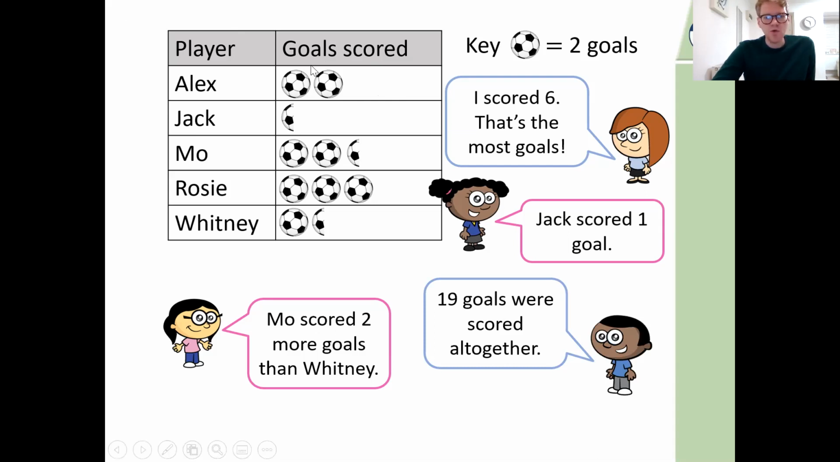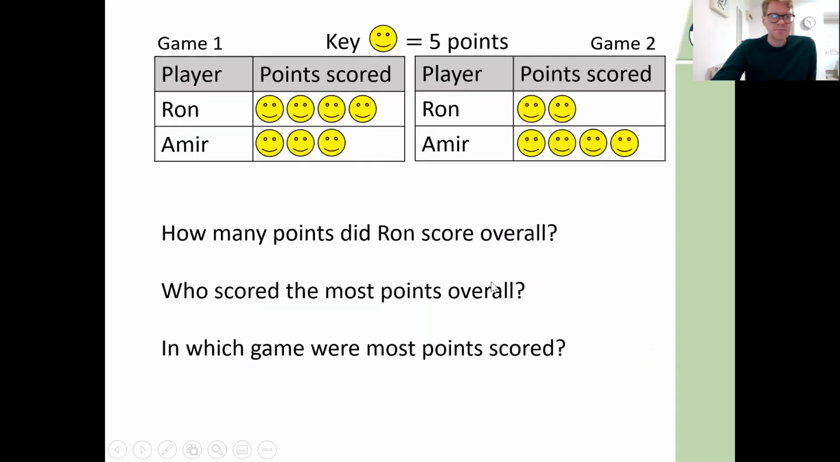So I could have counted up all the whole ones first of all. So I've got 1, 2, 3, 4, 5, 6, 7, 8 whole footballs. And because they're worth 2 each, 8 times 2 is 16. Plus 1, 2, 3 half footballs, which were worth 1 each. So a total of 19. A couple of ways we could have done that.